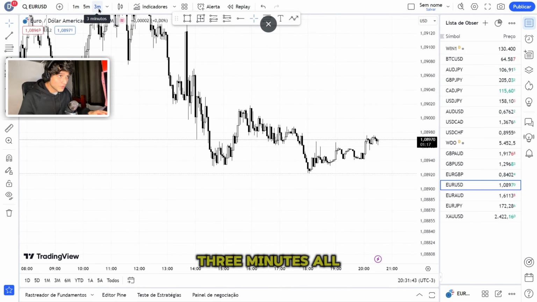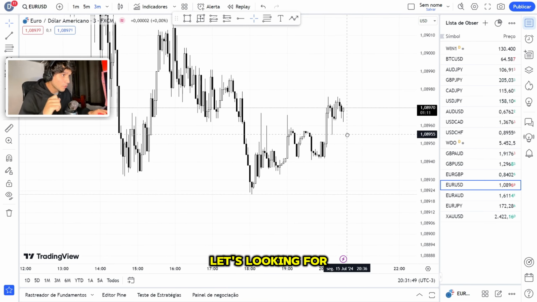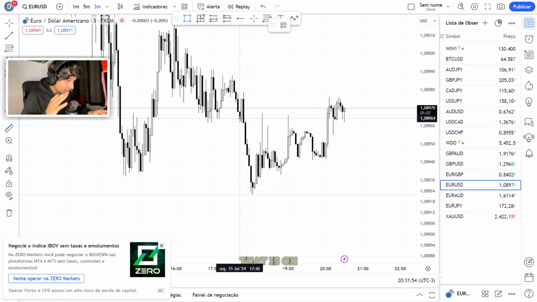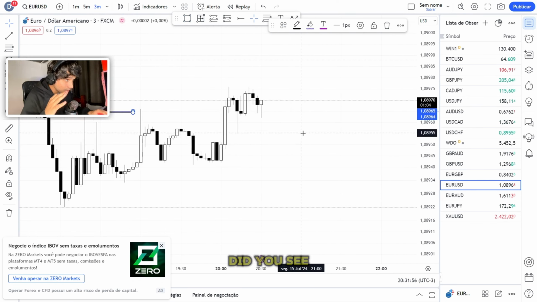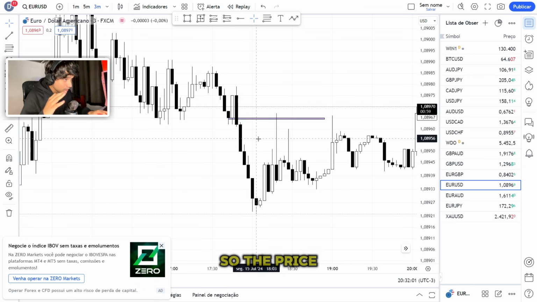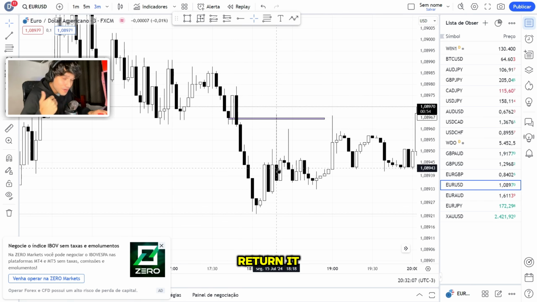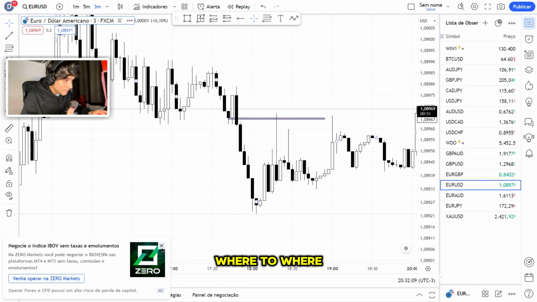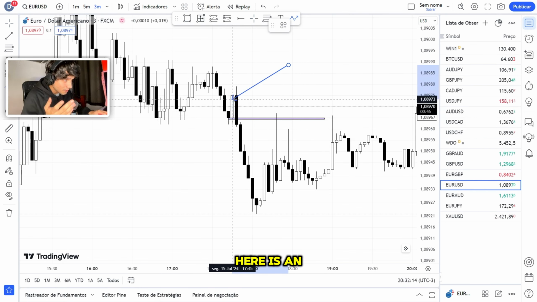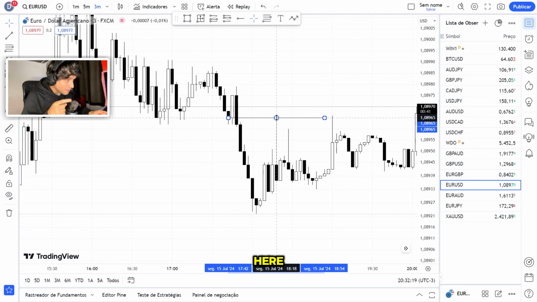Let's put it on 3 minutes. All right, 3 minutes, and let's look for order blocks. And what is that? Look at this, man. That is an order block here. Did you see this candle right here? The price was going down and returned to where? To the order block. This thing here is an order block.